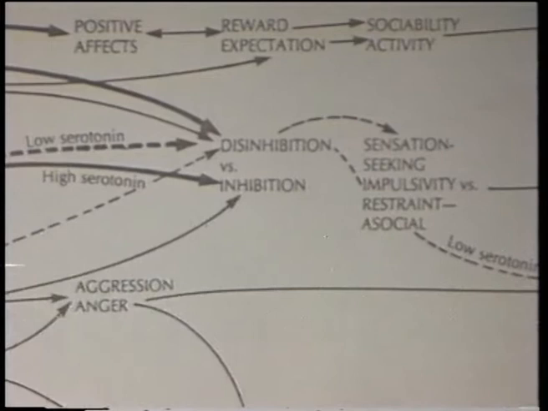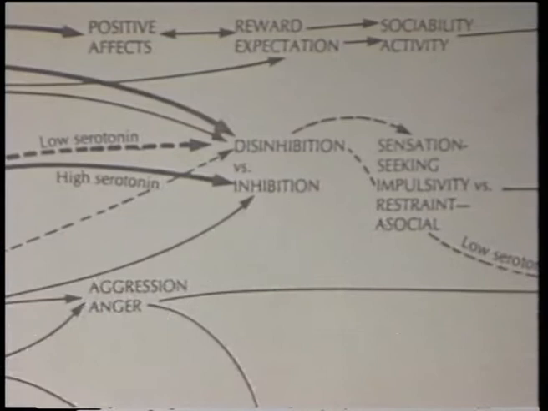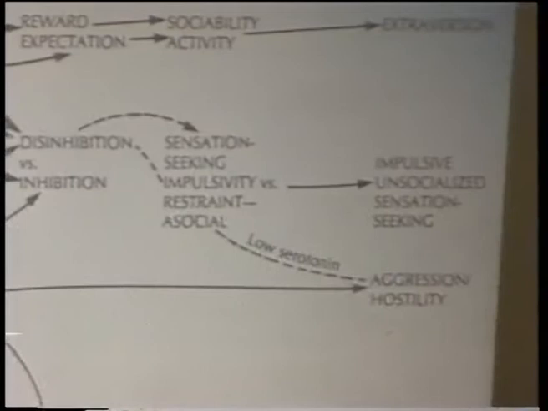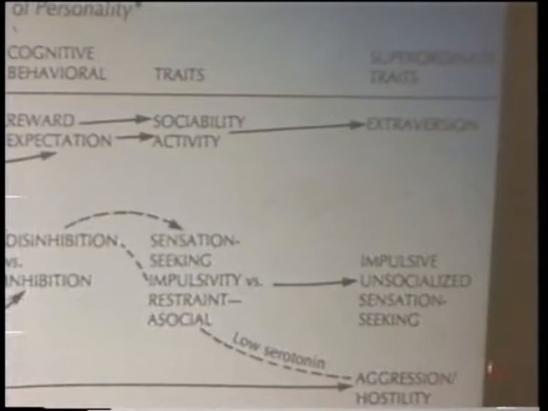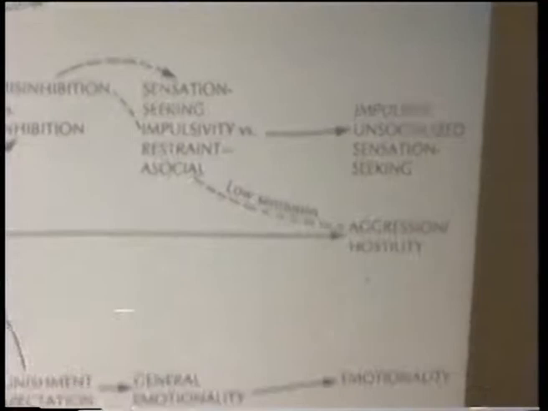So that in general, when we're talking about a borderline personality disorder person, quindi quando parliamo di un paziente borderline, we're talking about people who are somewhat extroverted, who are impulsive, many times aggressive and hostile, and with a general sense of emotionality.